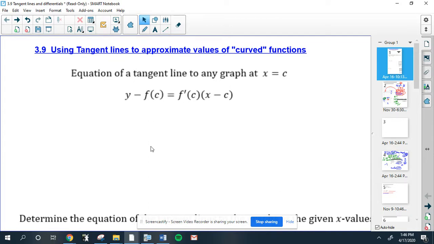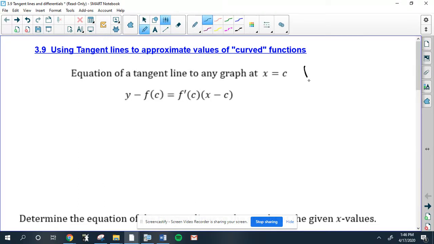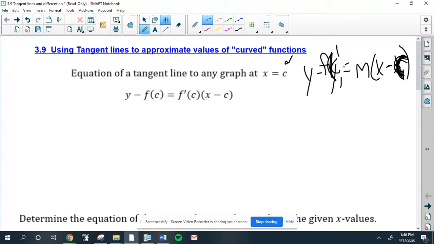It's all based off the equation of a line in the point slope form, which is y minus y1 equals m times x minus x1. We're going to always be taking the tangent line at the point x equals c. So this x is c. Then the value at c is you plug that into the function. So that's the y value. This becomes f of c. And then the slope at c, m, is obviously the derivative, so f prime of c. So that's a mess, but that's all it is right here.